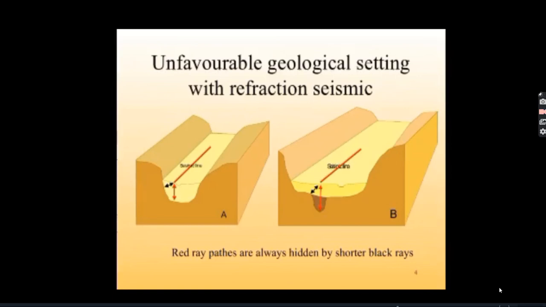Unfavorable geological setting with refraction seismic. Red ray paths are always hidden by shorter black rays.